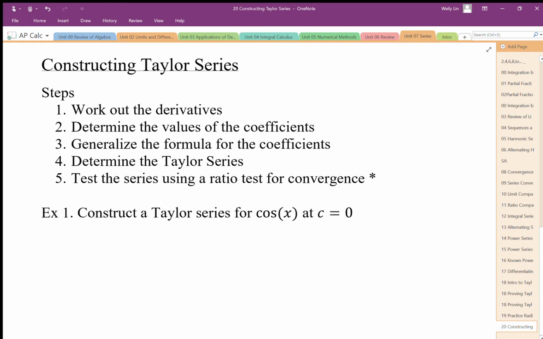So this part here, I'm just going to put a little star here. This tends to be the hard part. Some of them are easy, some of them are hard. And once we've done that, we can then determine the Taylor series in the sigma notation form. And once we've established this, we can then do a ratio test and test for convergence for this new series. Okay, so let's set up a Taylor series for this cosine function.